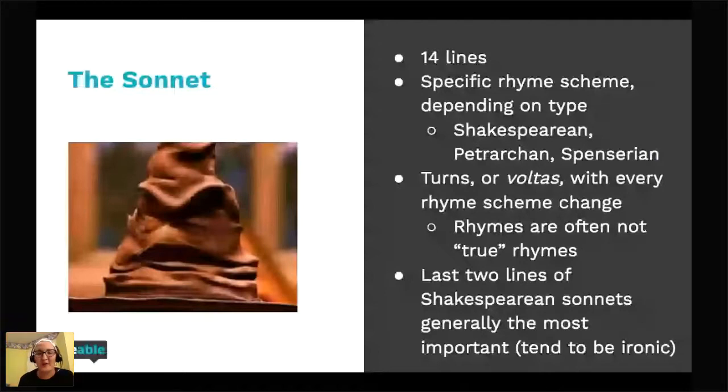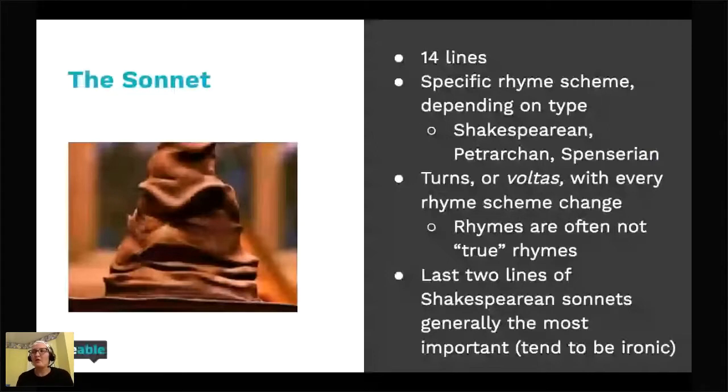All right, let's talk sonnet real quick and then we'll talk about villanelle and then we'll get to some more questions. So anyway, sonnet. If you see a 14-line poem, it's probably a sonnet. Not always, but almost always. There is a specific rhyme scheme depending on the type. You don't have to point out the type. If you happen to remember it, great. If you don't, then that's okay.